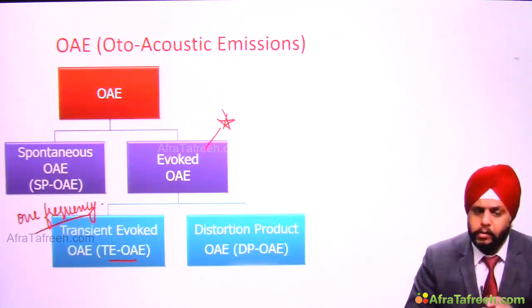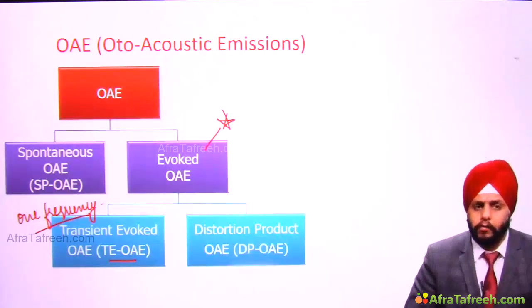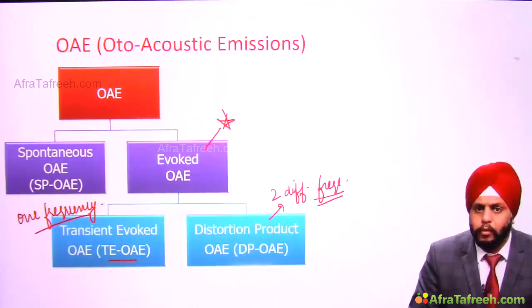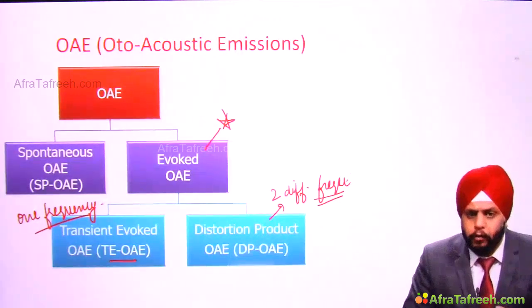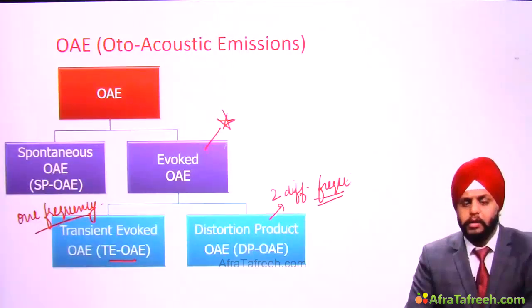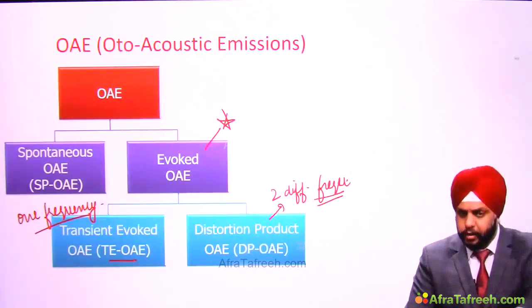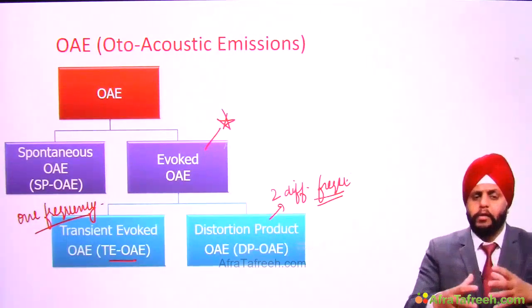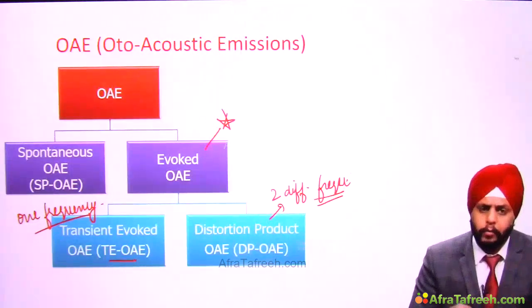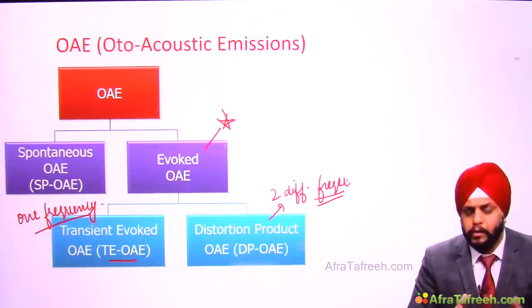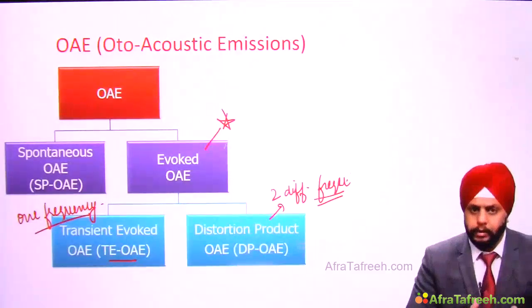Now, distortion product OAE is a specific test. In this, you give two different frequencies of sound, so that you can find out at which place the outer hair cells are working. So you can even find the frequency at which the outer hair cells are working by giving a stimulus of two different frequencies. That is known as DPOAE. So DPOAE is more specific for a particular place in the cochlea, right?